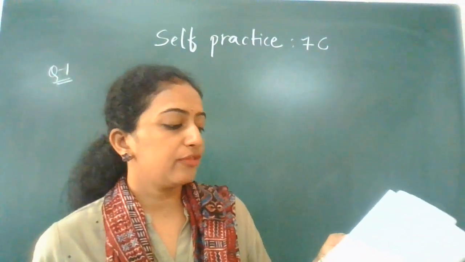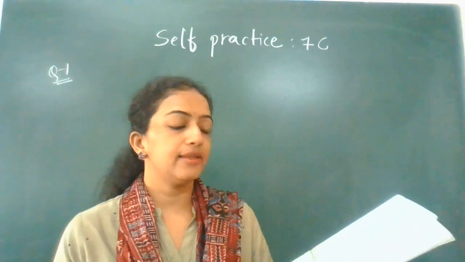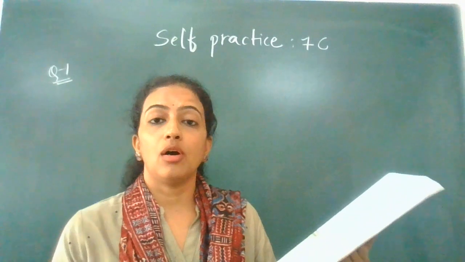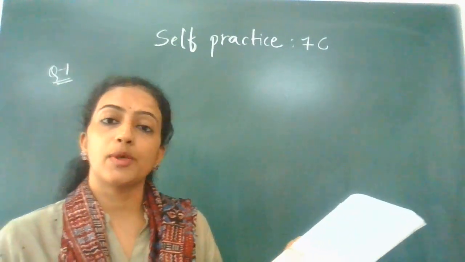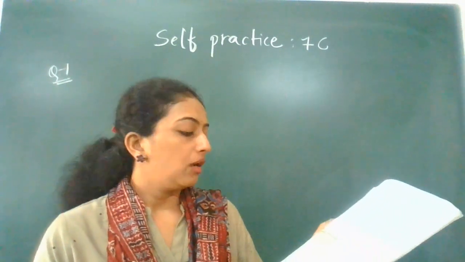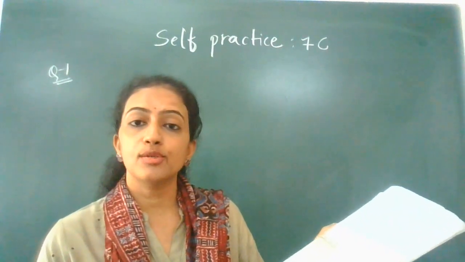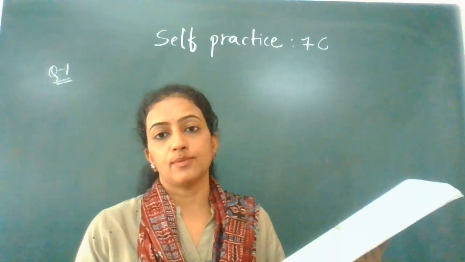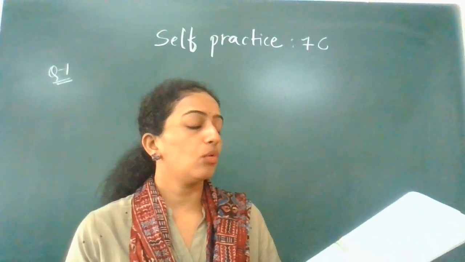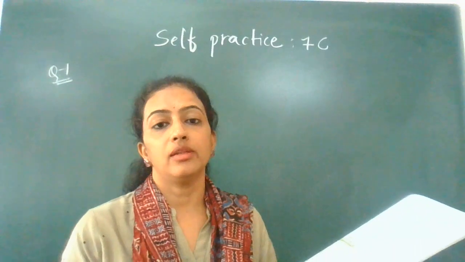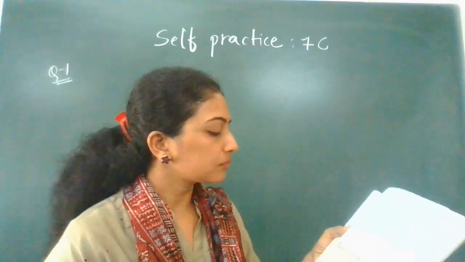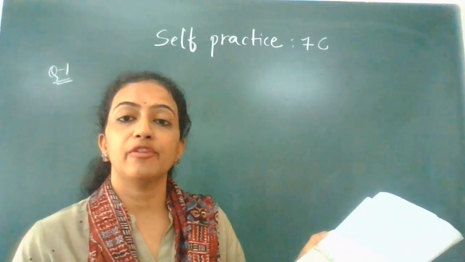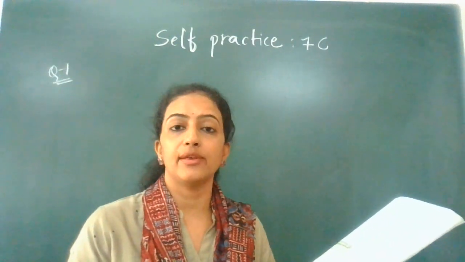Question 1 says to represent the given fractions on the number lines drawn below. Question 1 is of A and B. You can do question 1 in the textbook itself, and questions 2 and 3 also in the textbook. So again, the whole exercise 7C in the textbook. Let us do question 1.